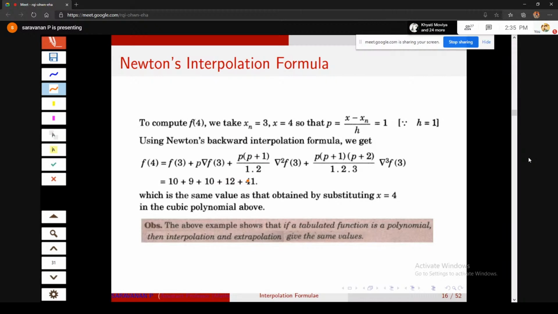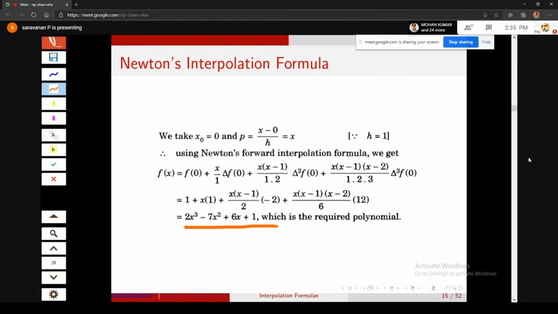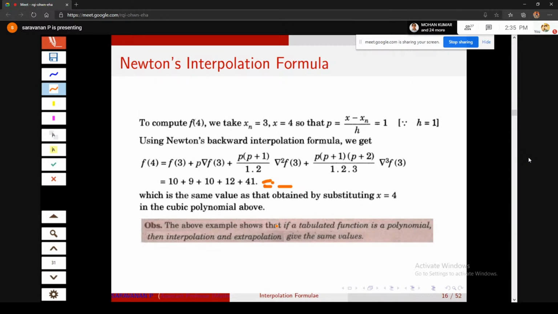I think I have not simplified, and the book also has not simplified. Just simplify this, and you will get the same answer when you substitute x equal to 4 in the above polynomial, that is in Newton's forward. The above example shows that if a tabulated function is a polynomial, then it exactly matches. Then the interpolation and extrapolation will give the same values. It means we can use anything, either Newton forward or Newton backward.